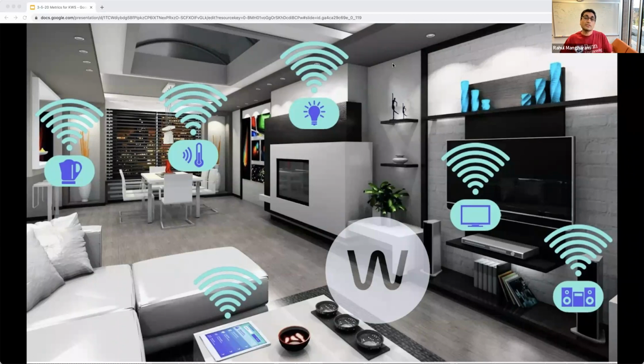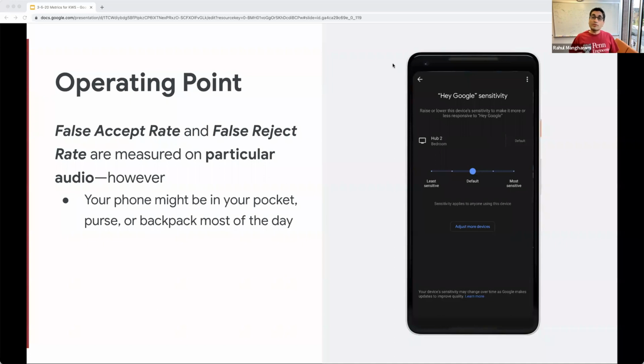So how can you possibly pre-configure them for everyone's home? This is why, for instance, when you look at your Google Assistant on your device, it has the capability to dynamically adjust the operating point, which is called a threshold. The operating point threshold can be moved around. So you can increase the sensitivity or decrease the sensitivity. It depends on how your device is being used.